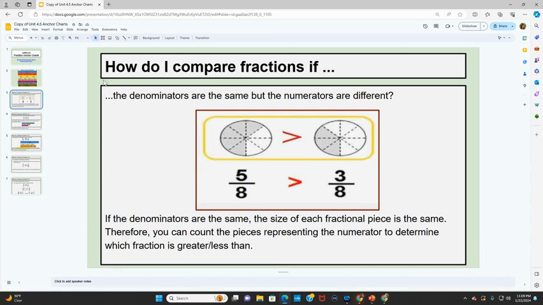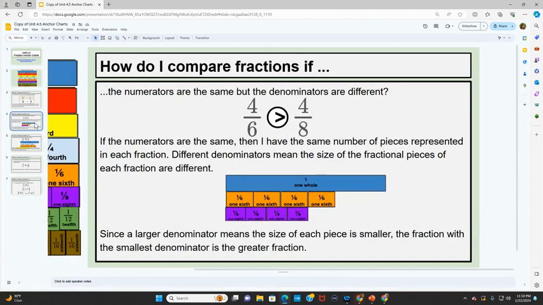This example shows students how to compare fractions if the denominators are the same but the numerators are different. This shows students how to compare fractions if the numerators are the same but the denominators are different.